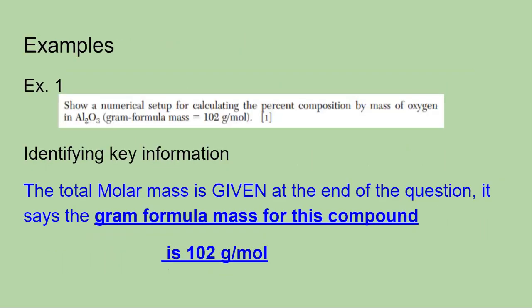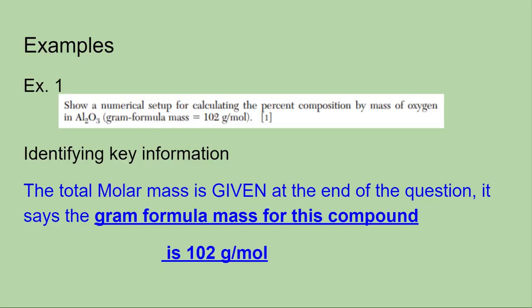All right, so I'm going to actually do a gram formula mass to percent composition problem. In this question, they ask you to show the numerical setup for calculating the percent composition by mass of oxygen in aluminum oxide. In this case, the formula has 2 aluminums and 3 oxygens, and they give you the gram formula mass, so you shouldn't take extra time calculating the gram formula mass, aka molar mass, because that will just make the problem take longer than it should. Make sure you've identified the part and the whole, and then you can plug it into the formula.